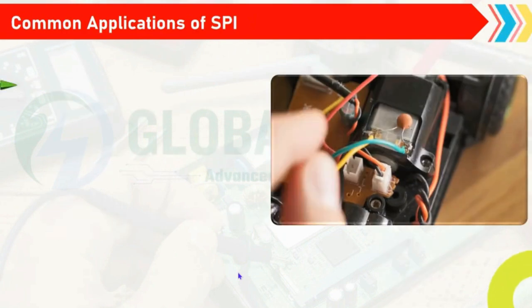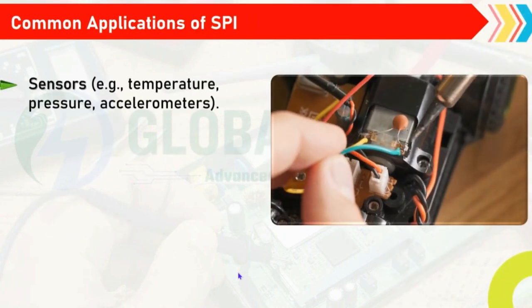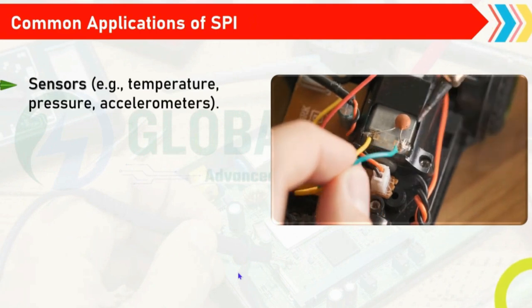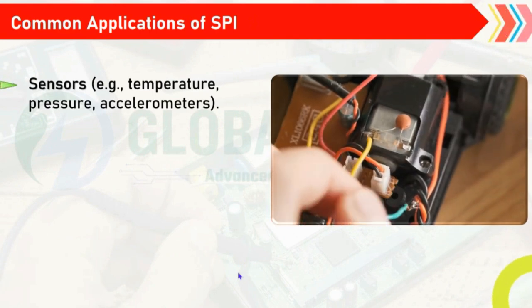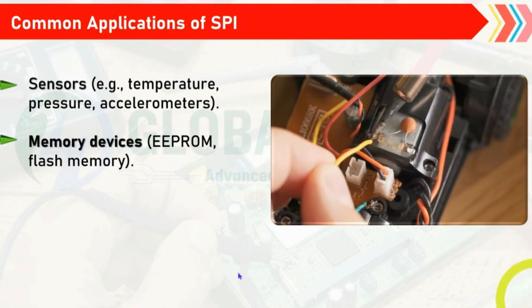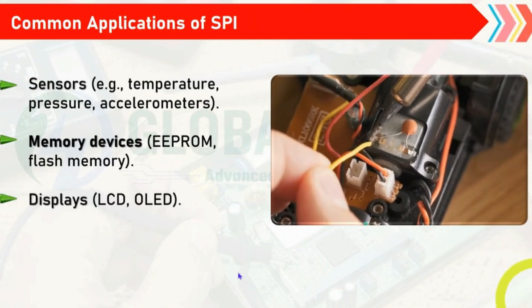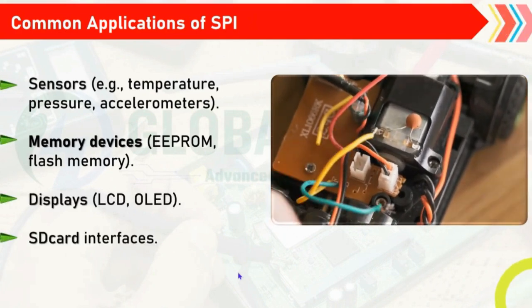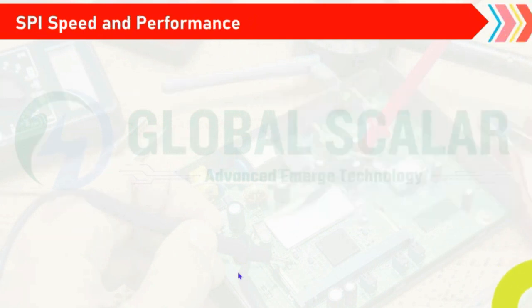And common applications of SPI are sensors, such as temperature and pressure sensors that can be configured, and other memory devices can be configured, and displays and SD card interfaces are configured with the SPI protocol to the master. Here these are the slaves, and the master is the one who controls the entire communication.